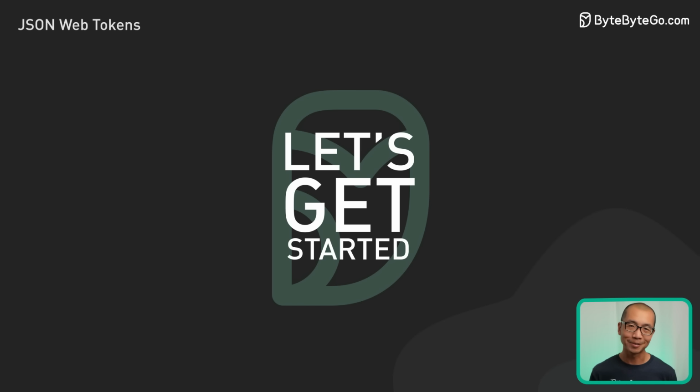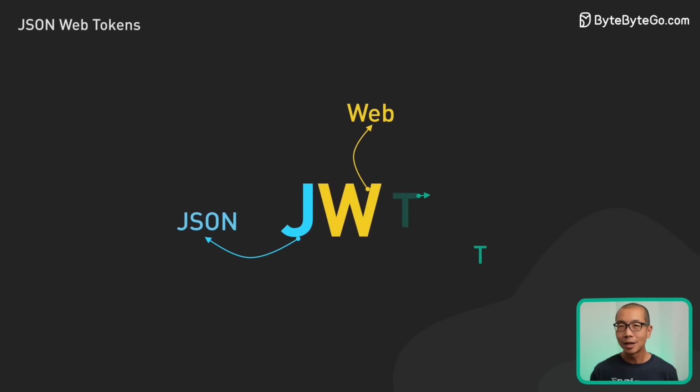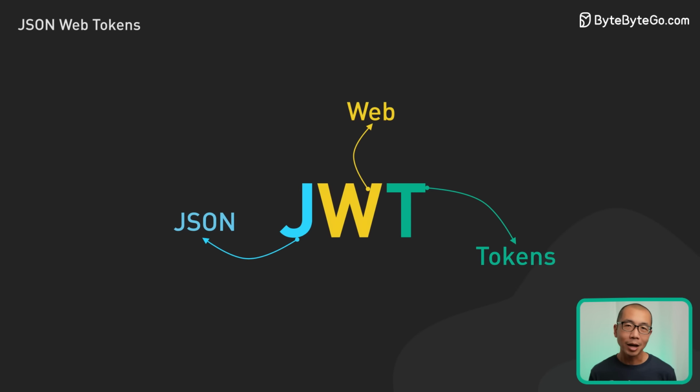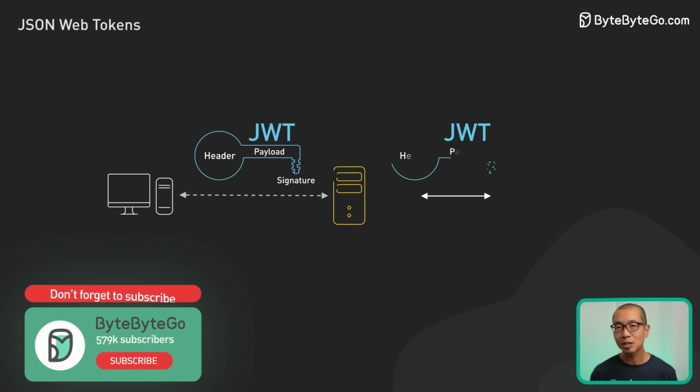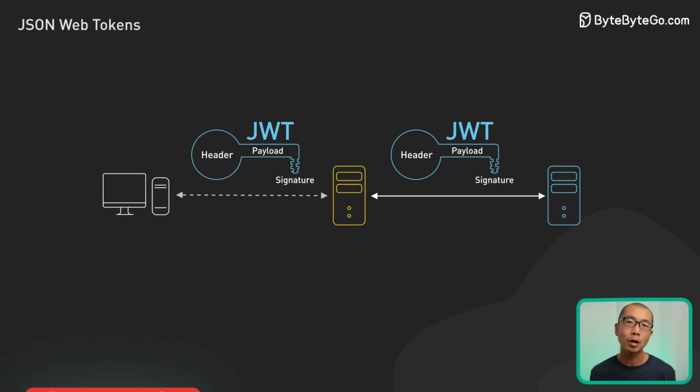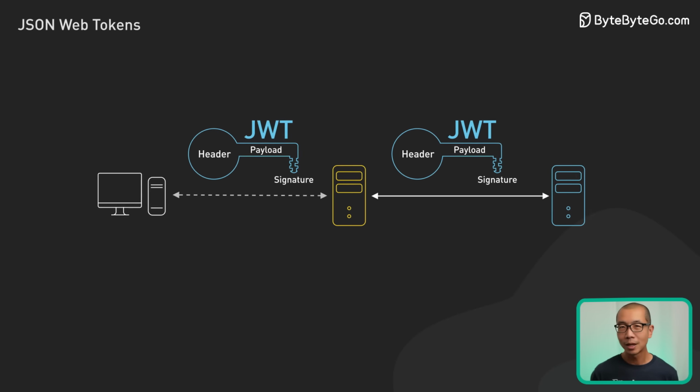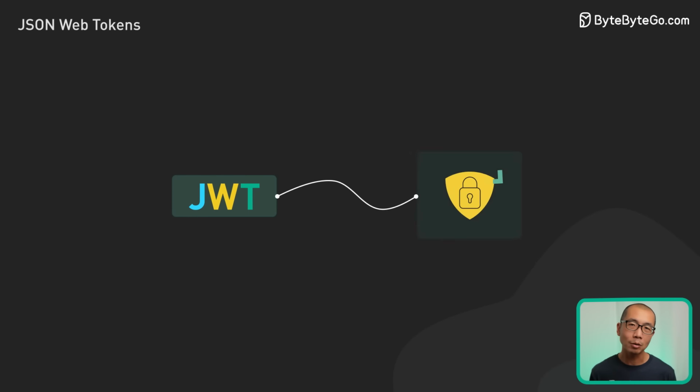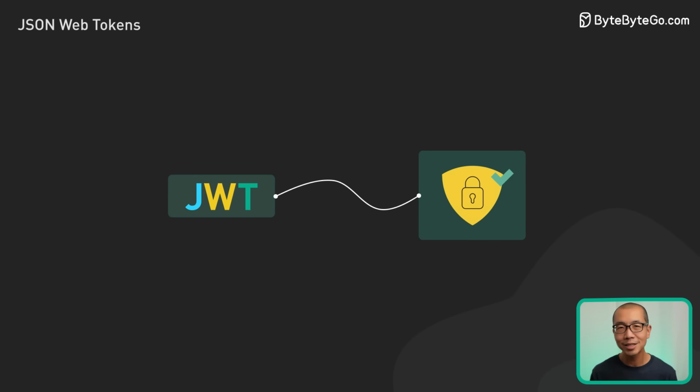Let's get started. JSON Web Tokens, commonly known as JWTs, are a robust method for securely transmitting information between parties as JSON objects. They have become a cornerstone in the world of web security for good reasons.